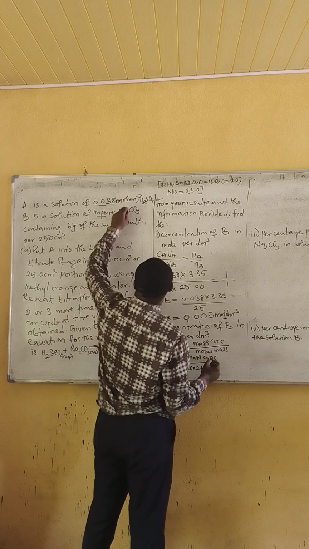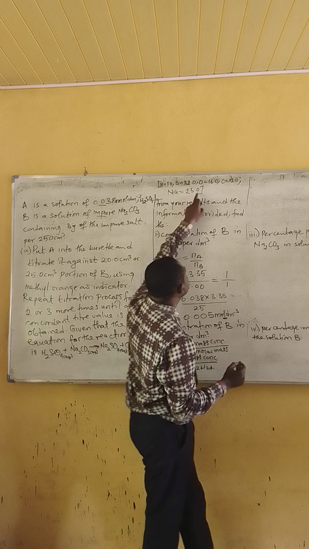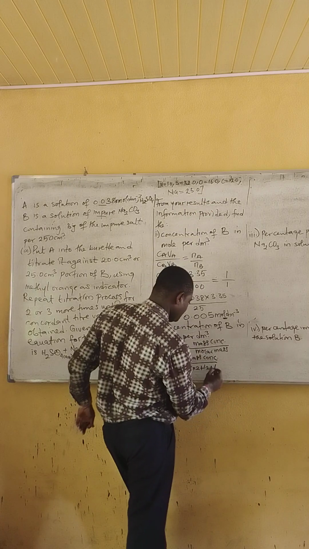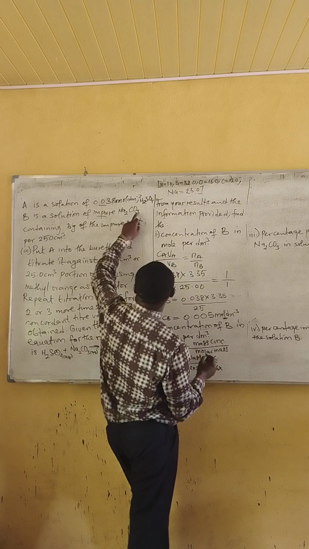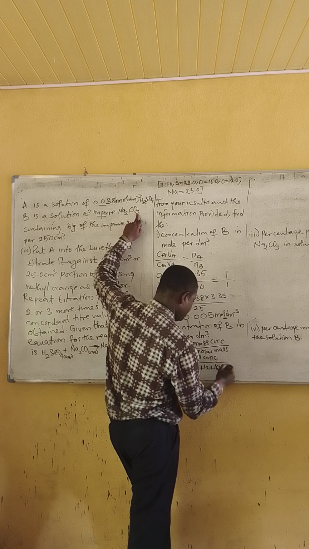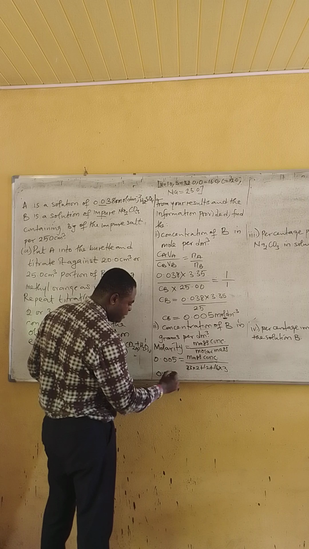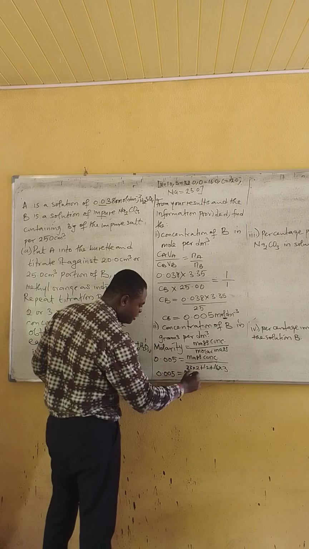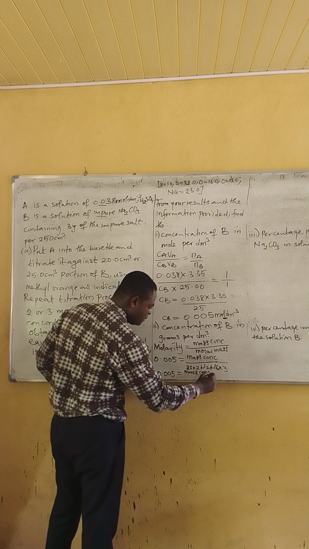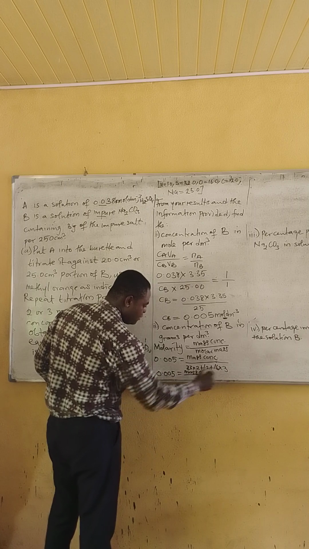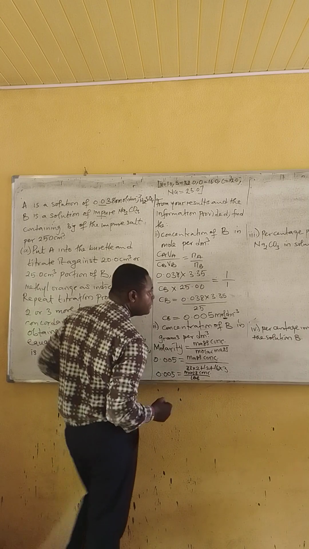Plus, the next one is O. And O is 16. And how many O do we have? 3. So, we now have 0.005 is equal to mass concentration over molar mass. If you do this very well, you get 106.